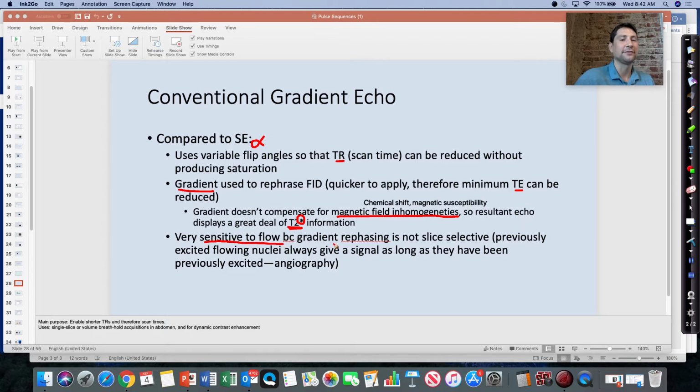And the reason is our gradient rephasing is not slice selective. We don't have that 180-degree refocusing pulse, which is at a specific time. So if a spin gets excited but doesn't get rephased, it's not going to produce any signal on your MR image. If it gets excited and then it gets rephased later on by the gradients, it will appear bright, have signal within that vessel. So that's why our gradient echo pulse sequences are always the pulse sequence of choice when we're imaging angiography. Did everybody write that down?